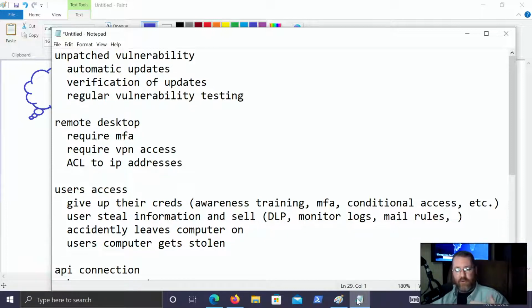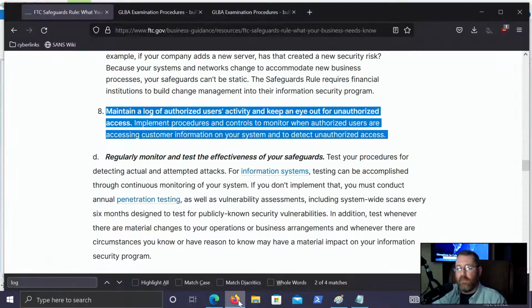So you do a risk assessment, you determine what your mitigation controls are to reduce that risk, or to eliminate the risk. And part of that is understanding what's happening and what you need to monitor and what you need to evaluate. So when we look back at this Gramm-Leach-Bliley, specifically it says maintain a log of authorized users' activity and keep an eye out for unauthorized access.